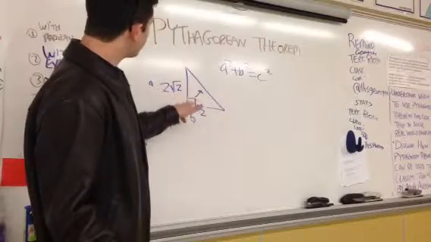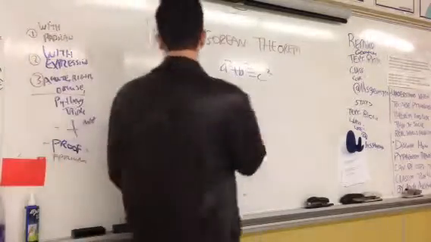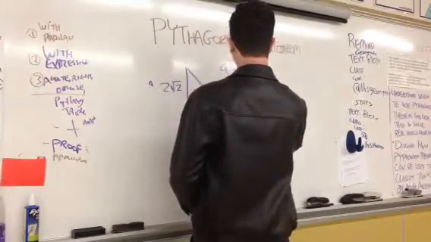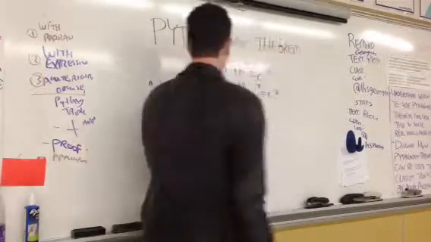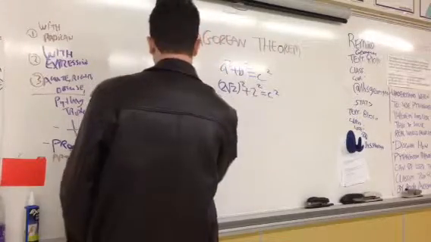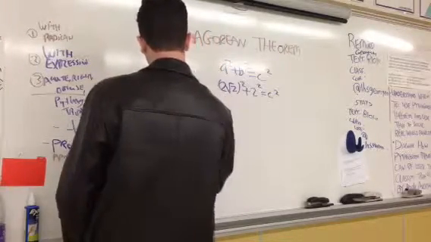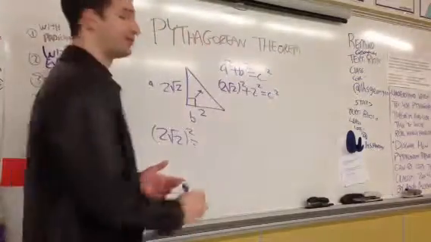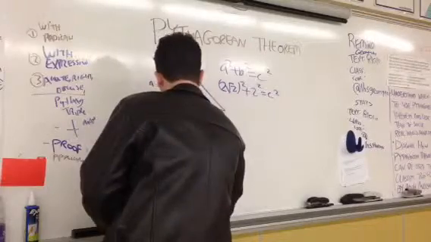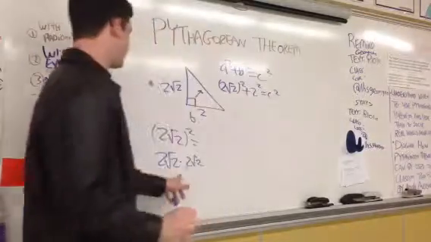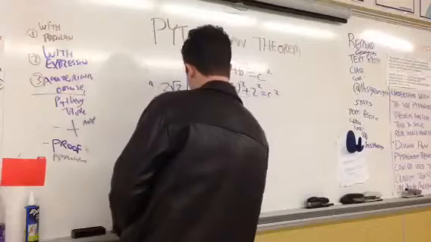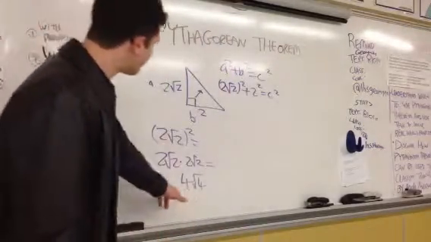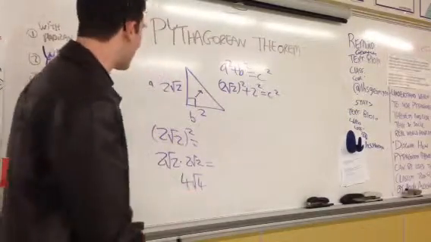We have 2 square root 2, and we have 2. So 2 square root 2 squared plus 2 squared equals c squared. Okay, what do we do with 2 square root 2 squared? Well, remember from our lesson on multiplying radicals, that's 2 square root 2 times 2 square root 2. 2 times 2 is 4, square root 2 times square root 2 is the square root of 4, and the square root of 4 is just 2. So this is 4 times 2, which is just 8.